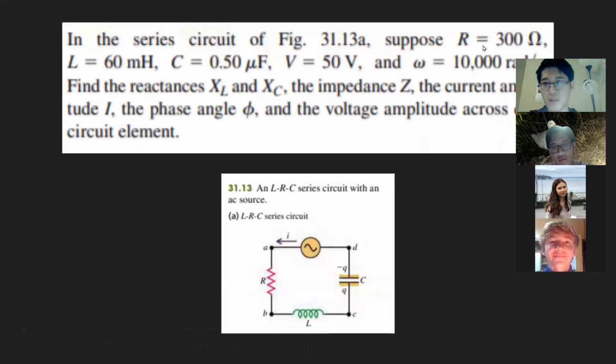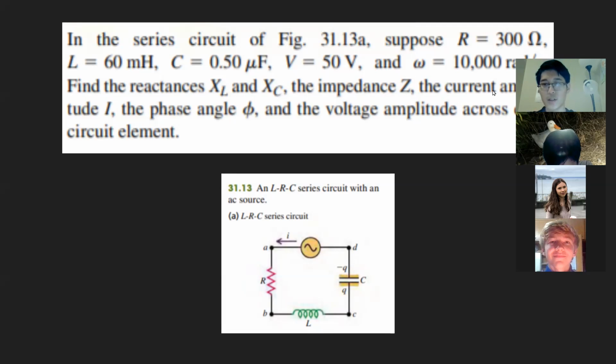All right. So, this circuit right here, we're given the resistance, the inductance, and the capacitance, and the question is asking us to find, well, we don't need to find everything. We can find the reactances really easily, right? XL is omega times inductance, and XC is 1 divided by omega times capacitance. So just plugging in, and impedance, you just plug it in as well. Square root of R squared, blah, blah.